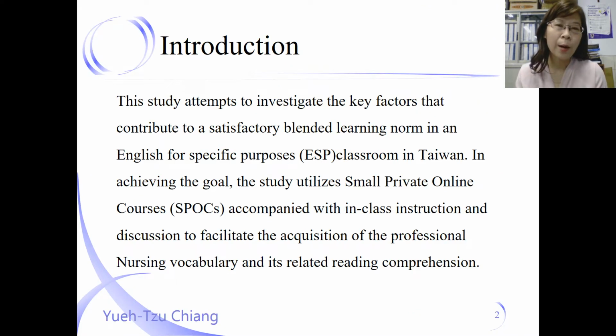The introduction of my study is that the study attempts to investigate the key factors that contribute to a satisfactory blended learning norm in an English for specific purposes classroom in Taiwan. In order to achieve the goal, we utilize small private online courses, which is SPOCs, combined with in-class instruction and discussion to facilitate the acquisition of professional nursing vocabulary and its related reading comprehension.